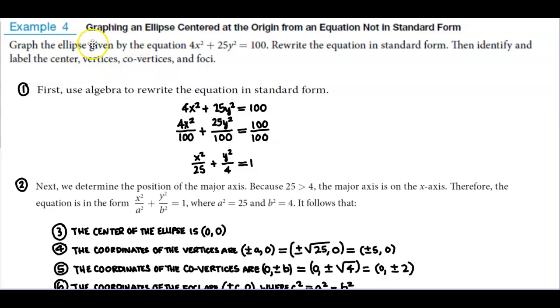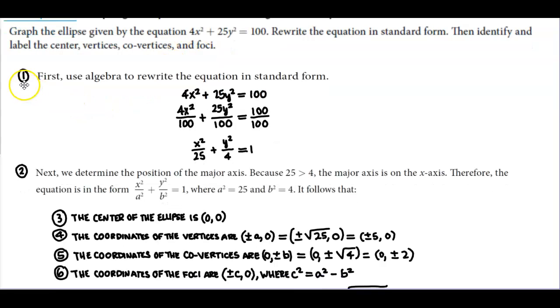Okay, on example number 4, we're going to graph an ellipse centered at the origin from an equation that's not in standard form. So graph the ellipse given by the equation 4x squared plus 25y squared is equal to 100. We're going to rewrite the equation in standard form and then identify and label the center, vertices, co-vertices, and the foci. Now step number 1, we're first going to use algebra to rewrite the equation in standard form.